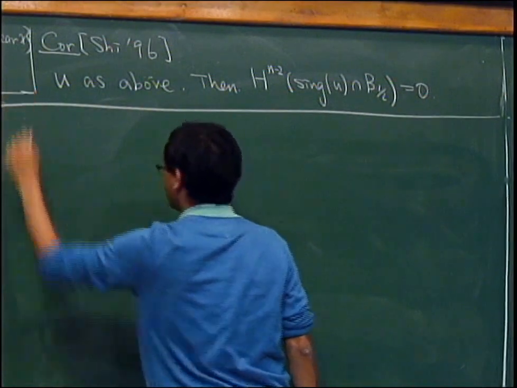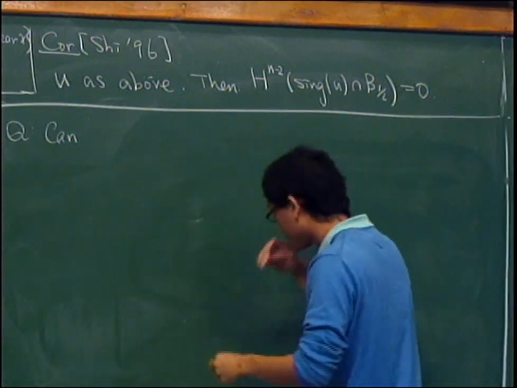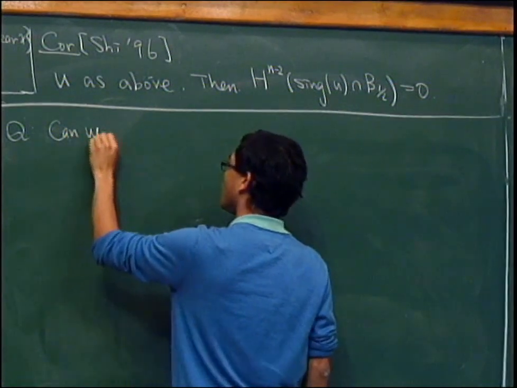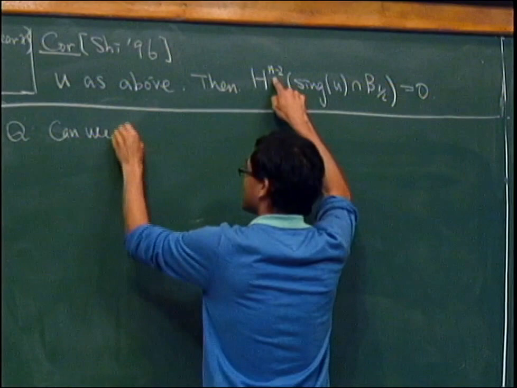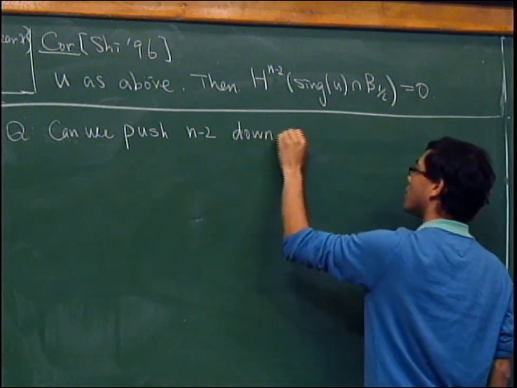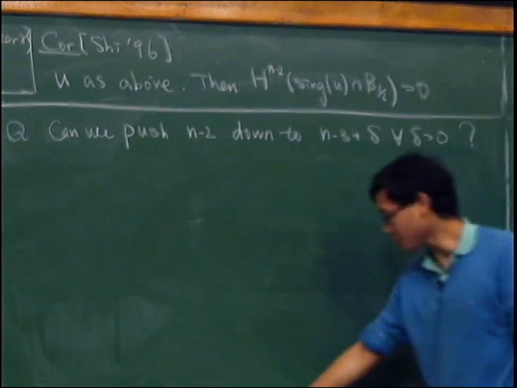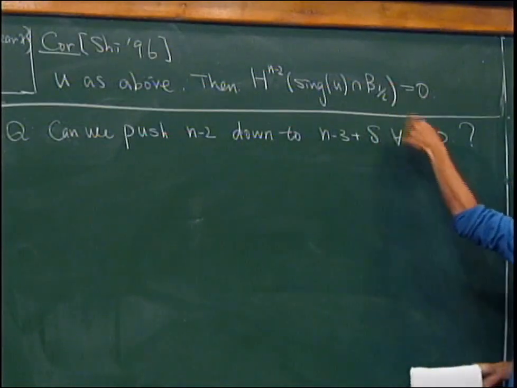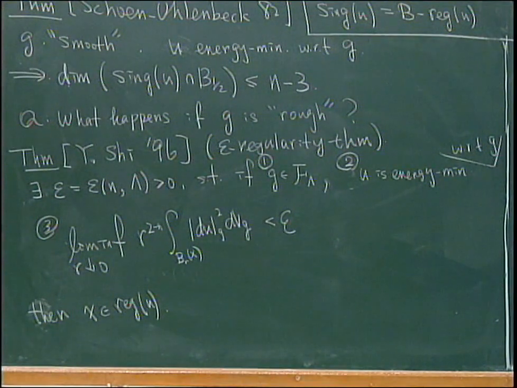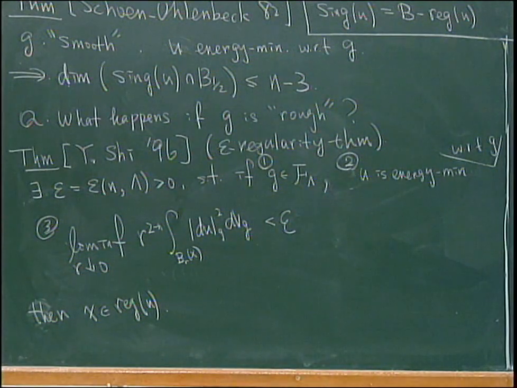And then, well, one naturally asks, can we improve this bound to recover the full Schoen-Uhlenbeck result? So can we push n minus 2 down to n minus 3 plus some number? Right, I mean, if we can replace n minus 2 by n minus 3 plus lambda for all positive lambda in this vanishing condition, then we would have gotten this conclusion. Unfortunately, the answer is, well, not yet.